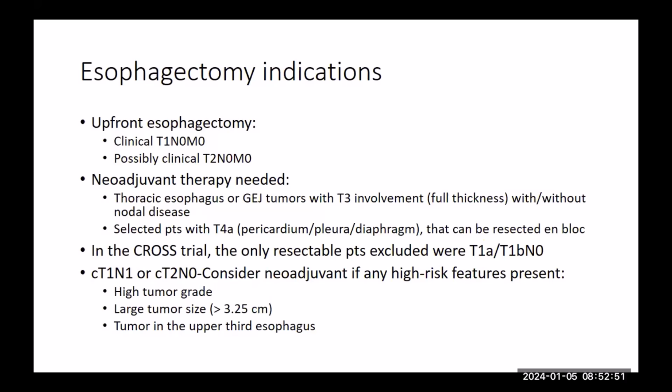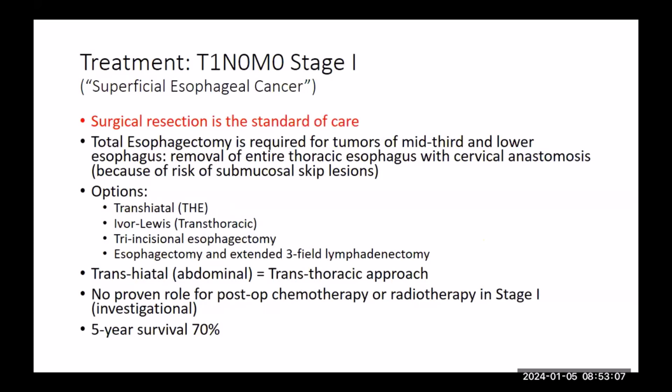So esophagectomy indications are upfront esophagectomy to be done in clinical T1 N0 M0 or possibly clinical T2 N0 M0. In the CROSS trial, the only resectable patients were who had T1 disease only. They didn't even involve T2 disease. So treatment for T1 N0 M0 stage 1 disease, surgical resection is the standard of care. So total esophagectomy is required for the tumor of mid-third and lower esophagus, and removal of entire thoracic esophagus with cervical anastomosis. Why do we remove all the esophagus?